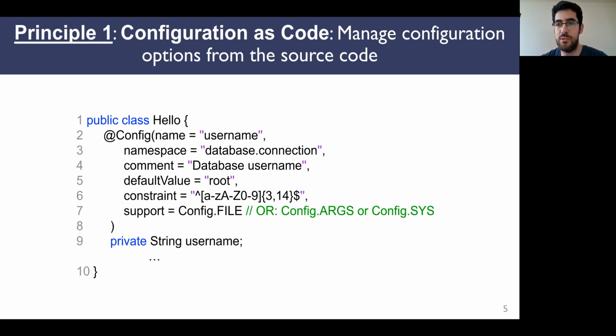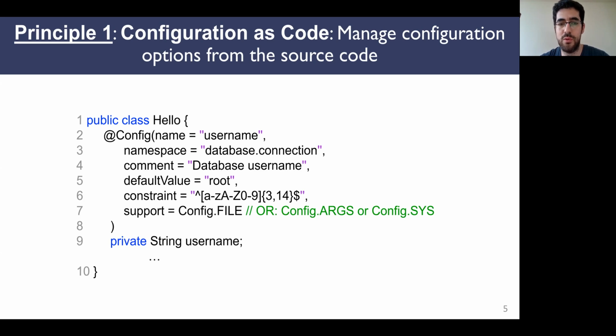The first principle consists of bringing configuration options metadata inside the source code. We found in our prior study that developers do not consider configuration as code. Therefore, the best practices that are related to the source code are not applied to configuration, such as code review. So we found that people do not review options because they consider options as an external artifact. Therefore, to mitigate this problem, we bring configuration metadata inside the code.